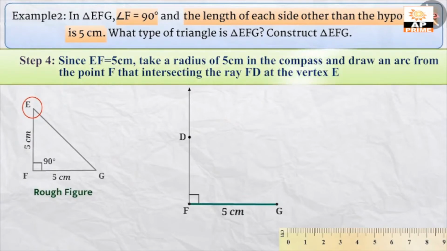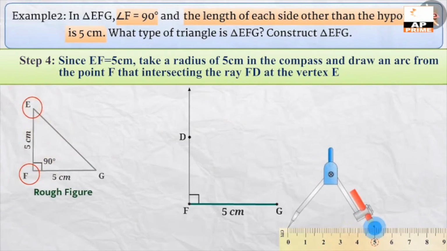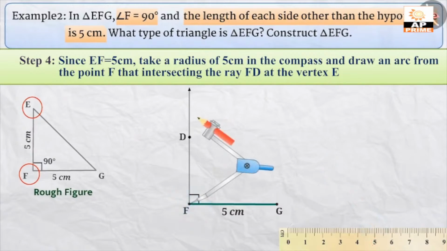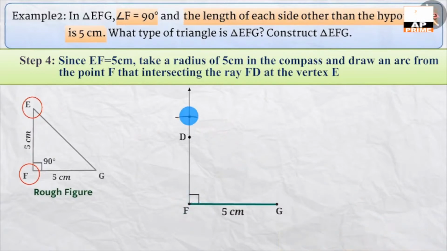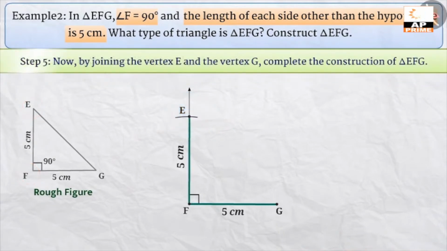Step 4. We know that the length of the side EF of triangle EFG is also 5 cm. That is, the vertex F is at a distance of 5 cm from the vertex E. Therefore, we will take a radius of 5 cm on the compass and taking the vertex F as the center, draw an arc on the line FD. The point of intersection is the vertex E. Step 5. Now, by joining the vertices E and G, we complete the construction of triangle EFG.